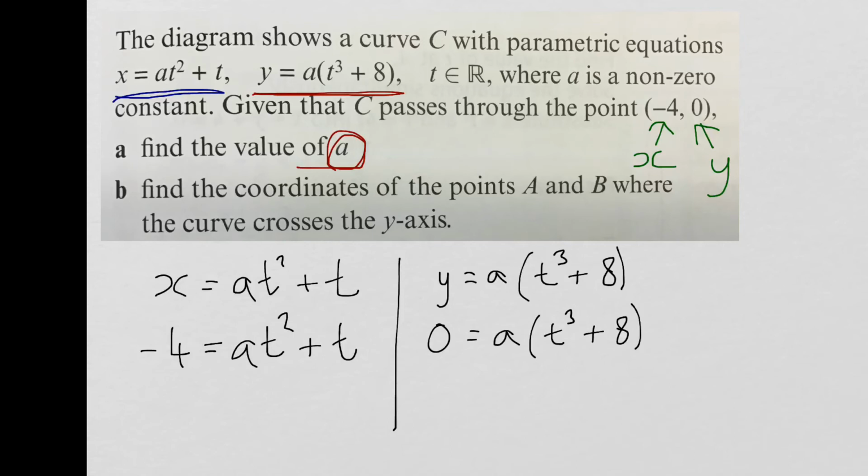Now I'm going to take this second one here and work with that one. We are told in the question, it's quite an important point that you'd probably skip over if you were just skimming the question to start with, but we're told that a is non-zero.